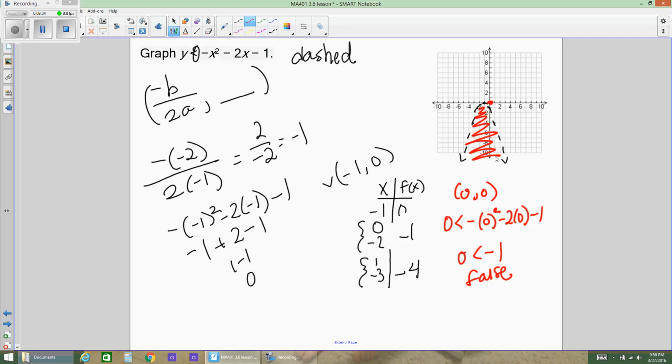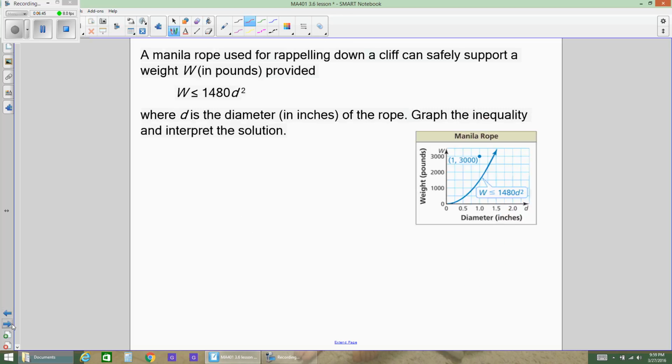Because the line is dashed, any point on the line is not a solution. All right, let's try the next one. Oh good, a story problem. It says a manila rope used for rappelling down a cliff can safely support a weight W in pounds, provided that W is less than or equal to 1,480 times d squared, where d is the diameter in inches of the rope. Graph the inequality and interpret the solution.